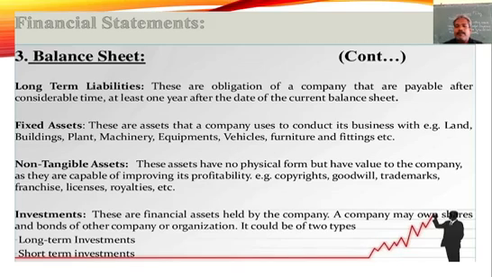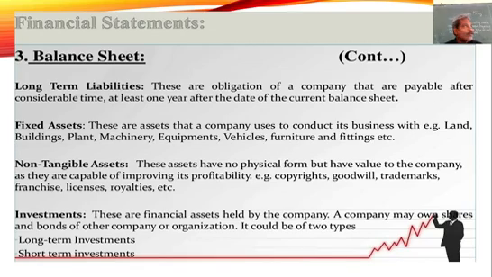So what are all the items posted in the different categories of the balance sheet? Long-term liabilities. These are obligations of a company that are payable after considerable time, at least 1 year after the date of the current balance sheet. That means they exceed more than 1 year. Whatever amount is received in the form of a loan, maybe a loan from a bank or from others, comes under the category of long-term liability. It should be considered as more than 1 year.